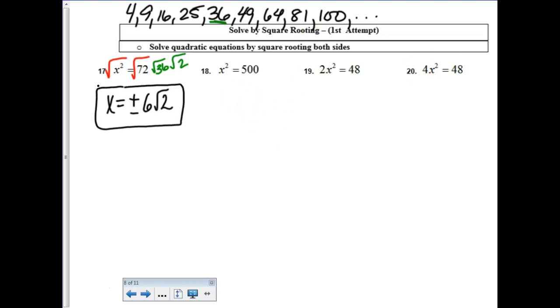Make sure you have two answers there. The plus and minus is the short way to write it, but you are welcome to write x equals 6 square roots of 2 and x equals negative 6 square roots of 2. Totally fine. All right, I'm skipping to number 19.